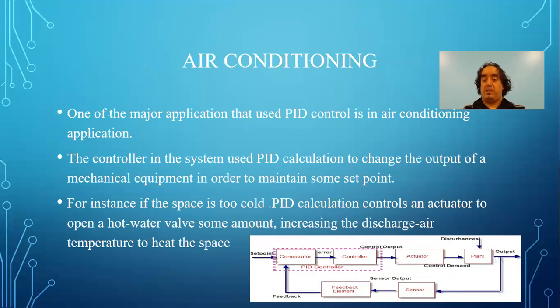So controlling the system uses the PID to change the output of mechanical equipment in order to maintain the set point target. For example, if the space is too cold, the PID calculation controls an actuator to open a hot water valve in the air conditioning system, increasing the discharge air temperature to heat the space in a room.